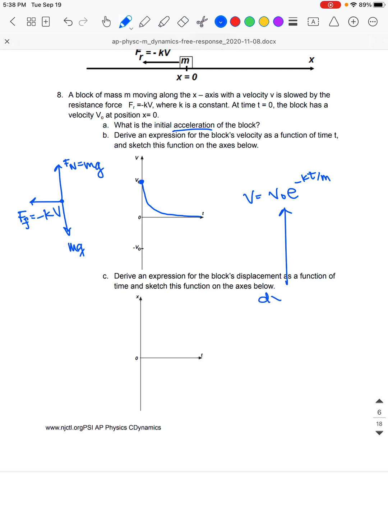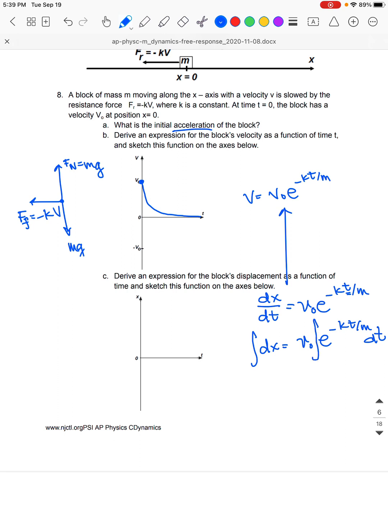So I can plug dx/dt in for velocity equals v naught e to the negative kt over m. So we're going to do the same thing. This has a t right here, so I'm going to bring the dt over, and I get dx is equal to v naught e to the negative kt over m dt. And then I take the integration of both sides.